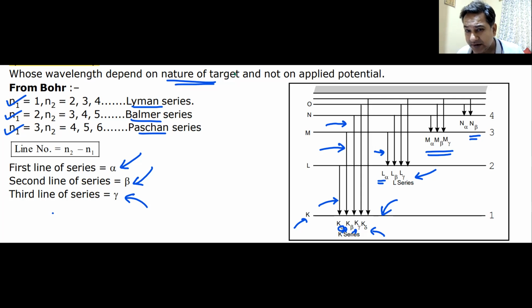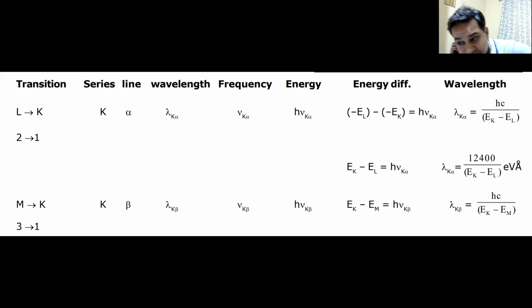Now, that wavelength does not depend on the applied potential, because it only depends on from where to where this jump has been made. Yes or no? We have this table, which has been very nicely put. So for the K alpha series, the jump will be made from L to K. Yes or no?